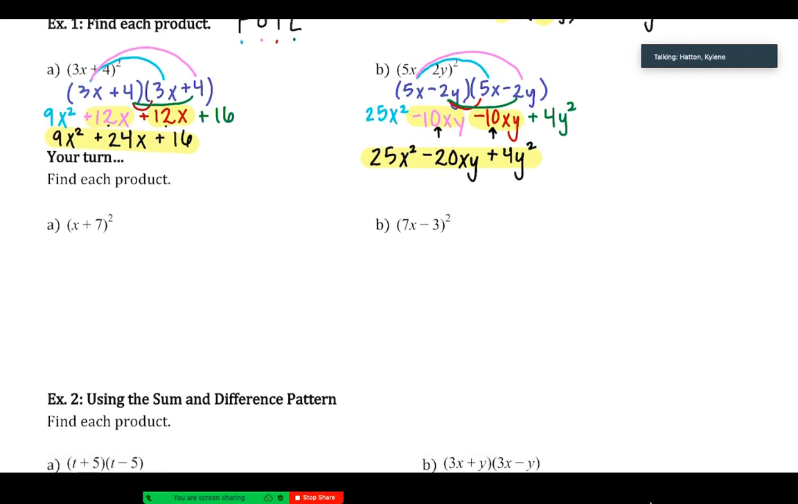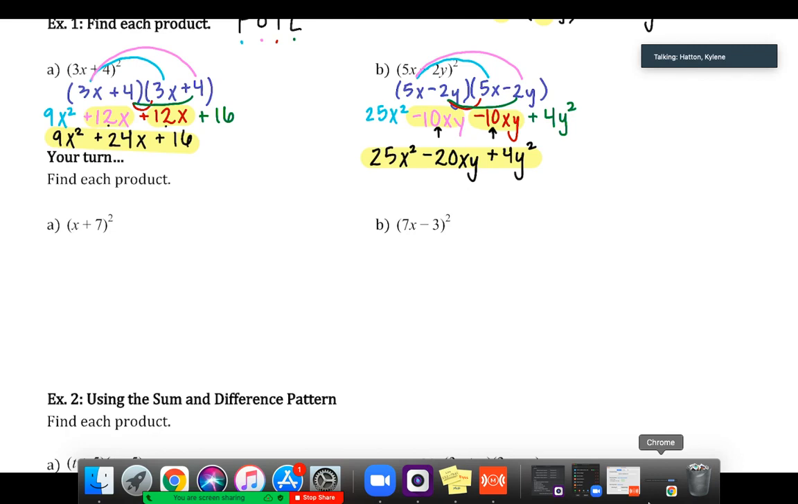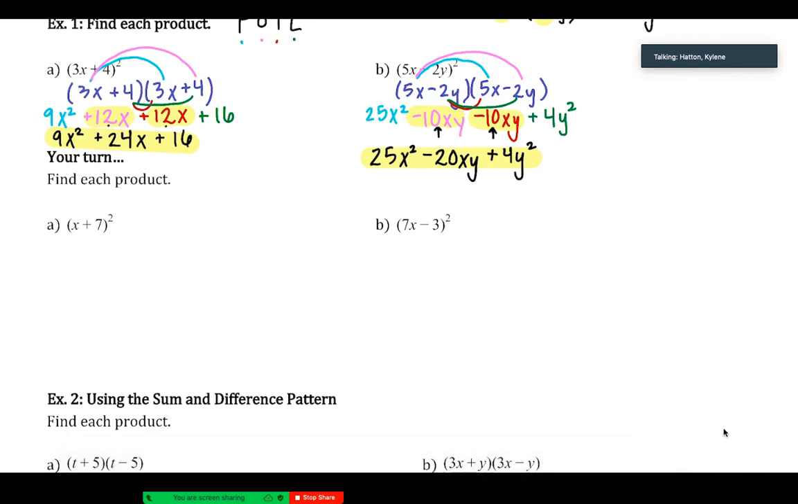Okay, so for A, x plus 7 in parentheses squared, remember that your very first step when you have a binomial like the x plus 7 part that's being squared should be writing it side by side, writing it completely out instead of in terms of being squared. So that looks like x plus 7 times x plus 7. It's just that binomial multiplied by itself. And then from there, because we have a binomial times a binomial, we have to FOIL it.